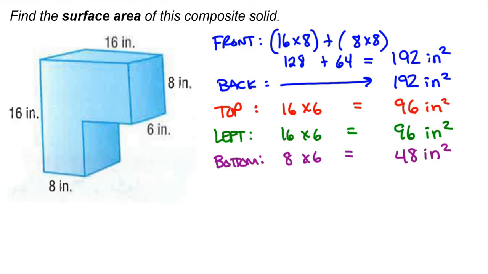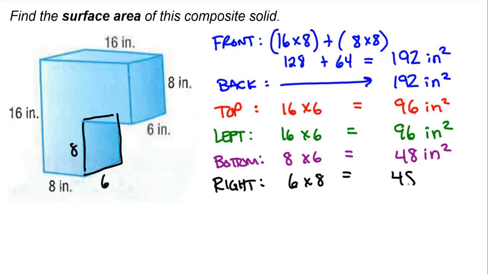So let me clear that off. So I'm going to do this right here. This is 6 by 8 as well. So this is going to be considered part of the right side. So that's 6 by 8, which is 48 square inches. And then there's this guy right here that's kind of underneath. And that's also 6 by 8, which is 48 square inches.